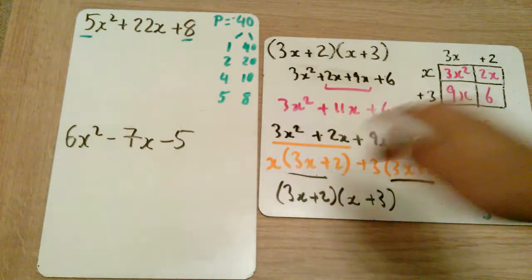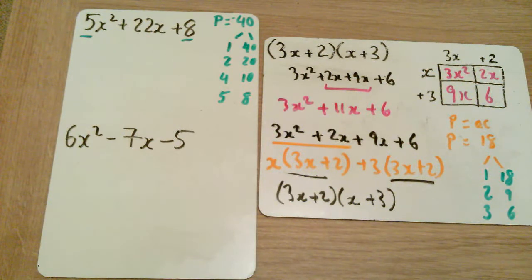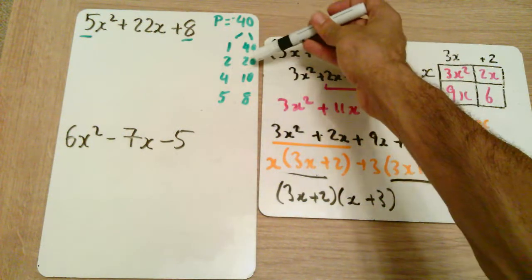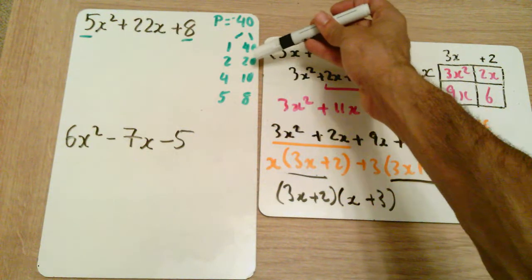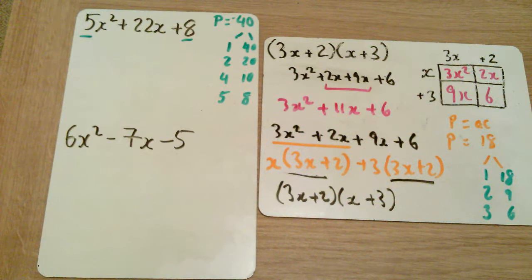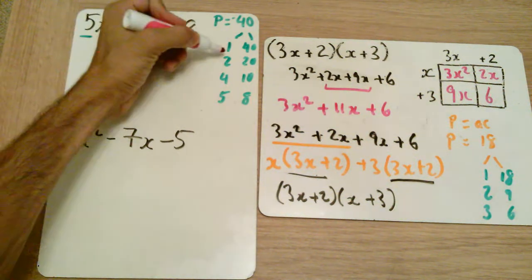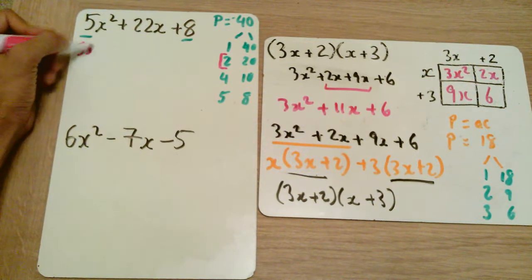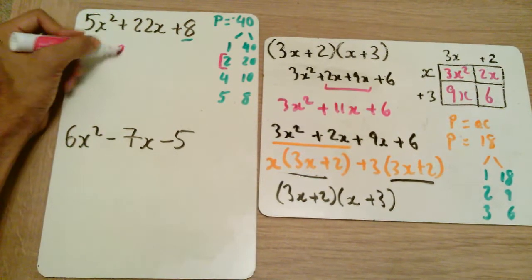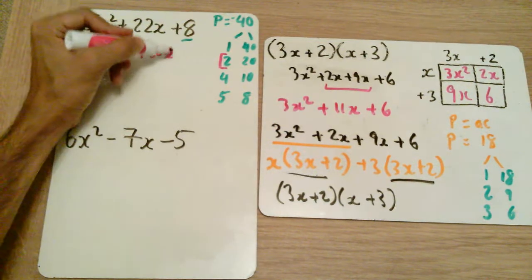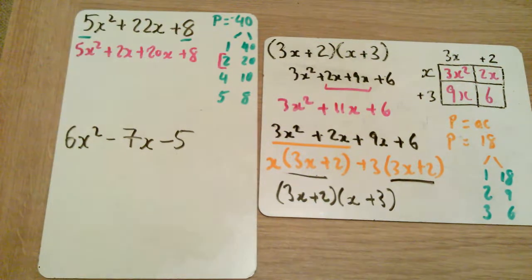Now I've written them all down, you don't have to, but it's about finding the combination which you need. 1 and 40 adds to make 41, 2 and 20 adds to make 22x, that's what we need. 4 and 10 is 14, 5 and 8 is 13. So we know that 2 and 20 is the combination that we need. So we're going to split up the 22x, 5x squared plus 2x plus 20x plus 8.